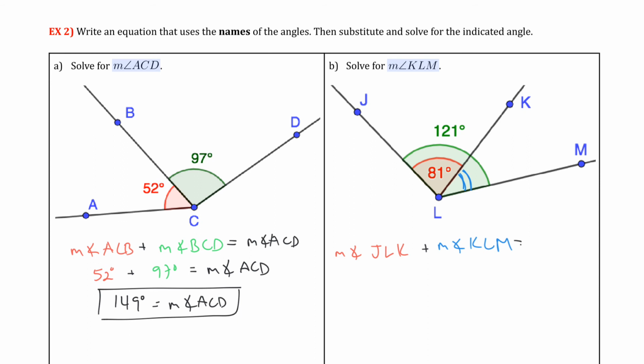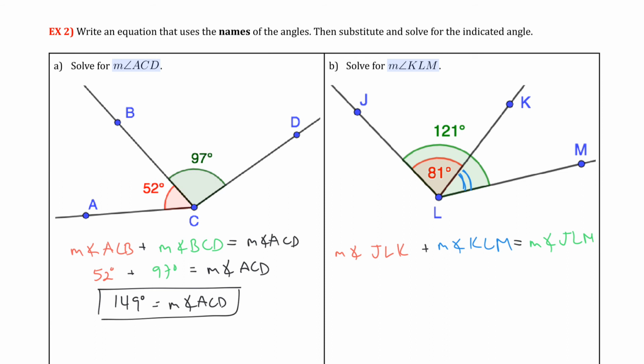And this should be equal to the whole entire angle, which is marked with the green arc here. Notice how it begins with the side JL and it goes all the way over to the other side. That's how I know that this is the whole angle. So the whole angle again is the measure of angle JLM.